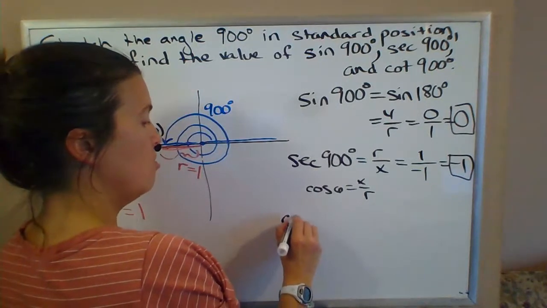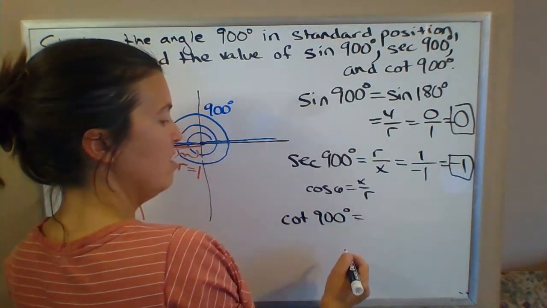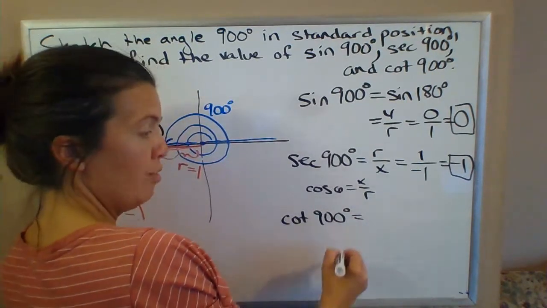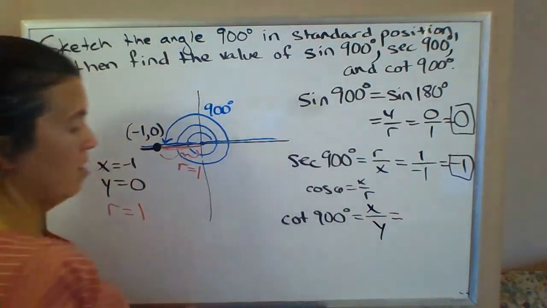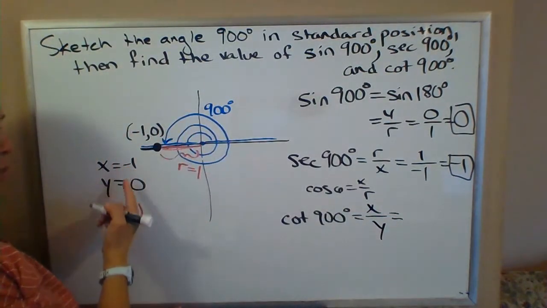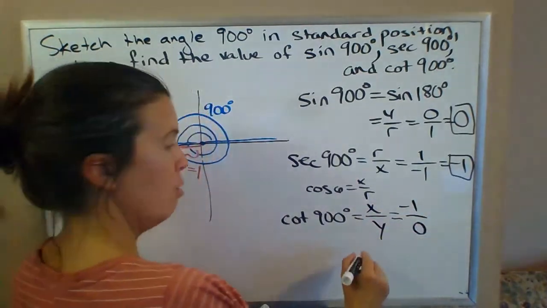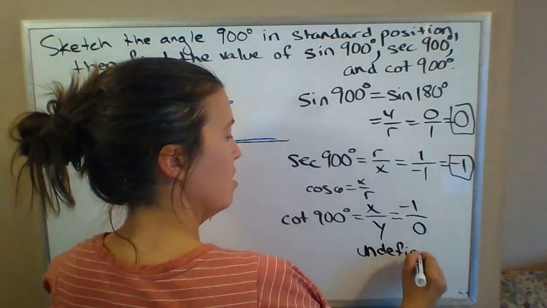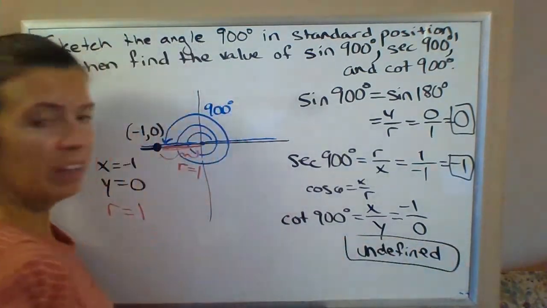Last one, cotangent of 900 degrees. So cotangent is the reciprocal of tangent. Tangent is y over x, cotangent is x over y. So in this case, that's negative 1 over 0. Well, division by 0 is undefined. So cotangent of 900 degrees is undefined.